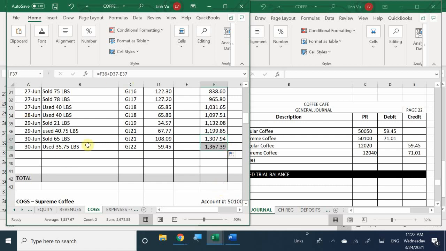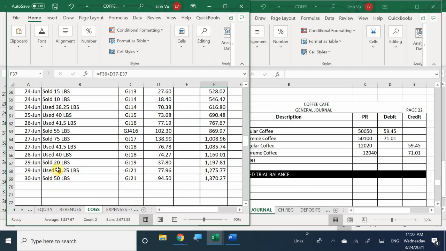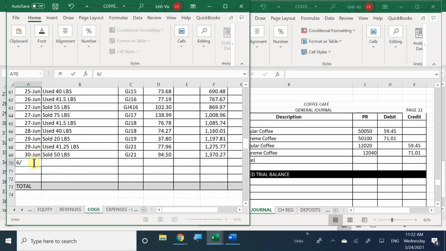1367.49. Perfect. And then we used how many pounds of Supreme coffee? 37.25 pounds. Journal number 22 for a total of 71.01. So what's my ending balance here? 1441.28. Sorry, 28. No worries. Got it. Perfect.